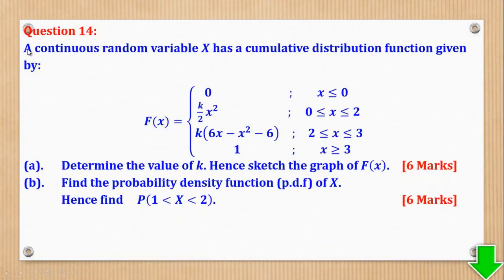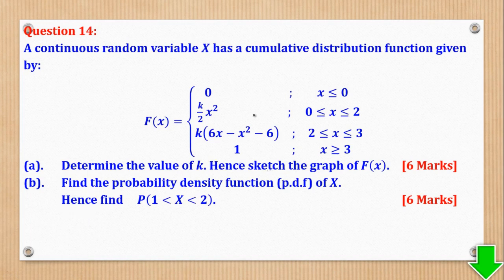Then for question 14, a continuous random variable x has a cumulative distribution function given by this, capital F. Determine the value of k and hence sketch the graph of capital Fx. Then part B, find the probability density function of x and hence find the probability of x between 1 and 2. So you should realize, take note of these words, hence. Hence, they mean a lot.